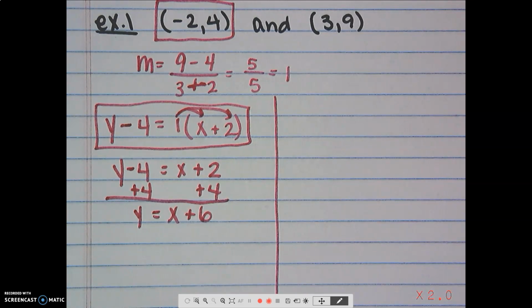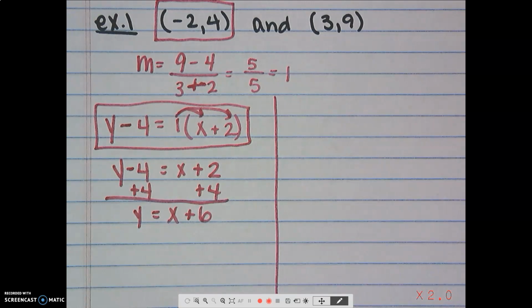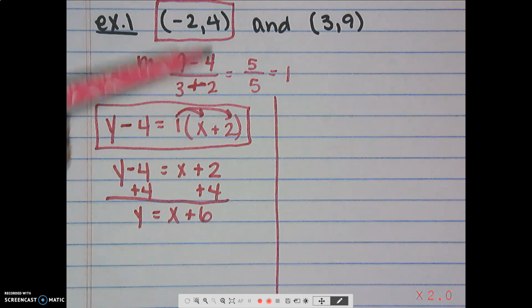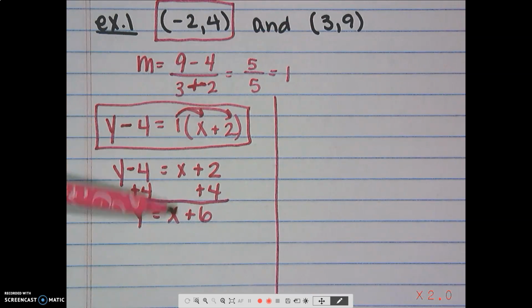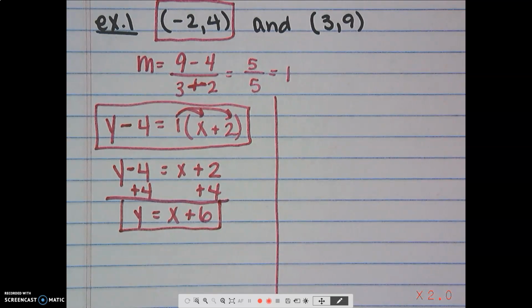So just like we did in the previous lesson, you can double check this a couple of different ways. You can type this into Desmos and make sure that both of these points are on that line. You could also take these coordinates and plug them in for y and x and actually make sure that it makes sense and works. So if I plug in -2 here, -2 plus 6 is 4. And if I plug in 3 here, 3 plus 6 is 9. So they both work, even though I only used that. So y equals x plus 6.